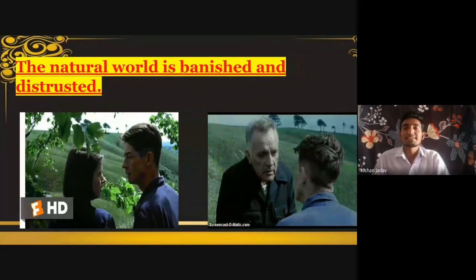The natural world is banished and disturbed. You can also see in this novel some themes and images of nature, and after the war, the world war themes.